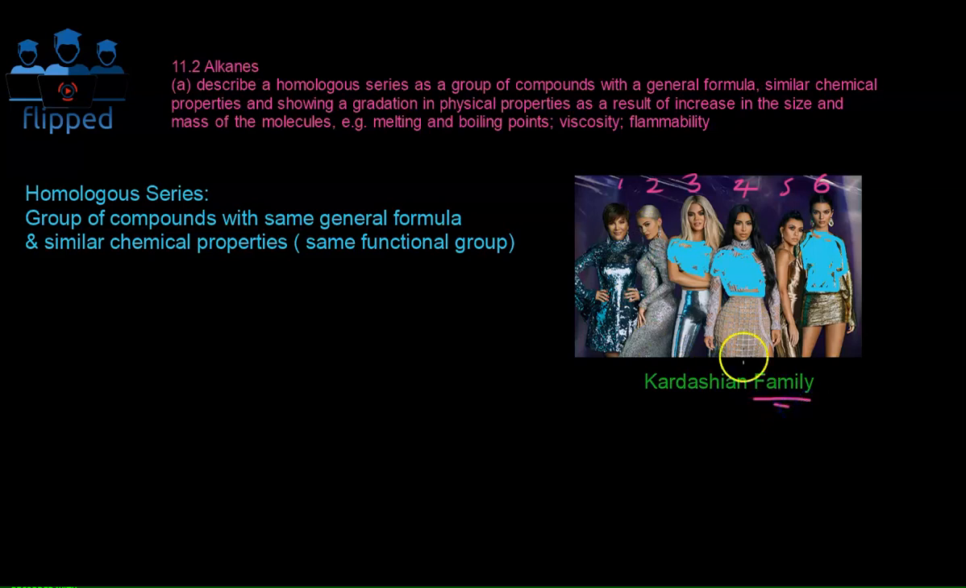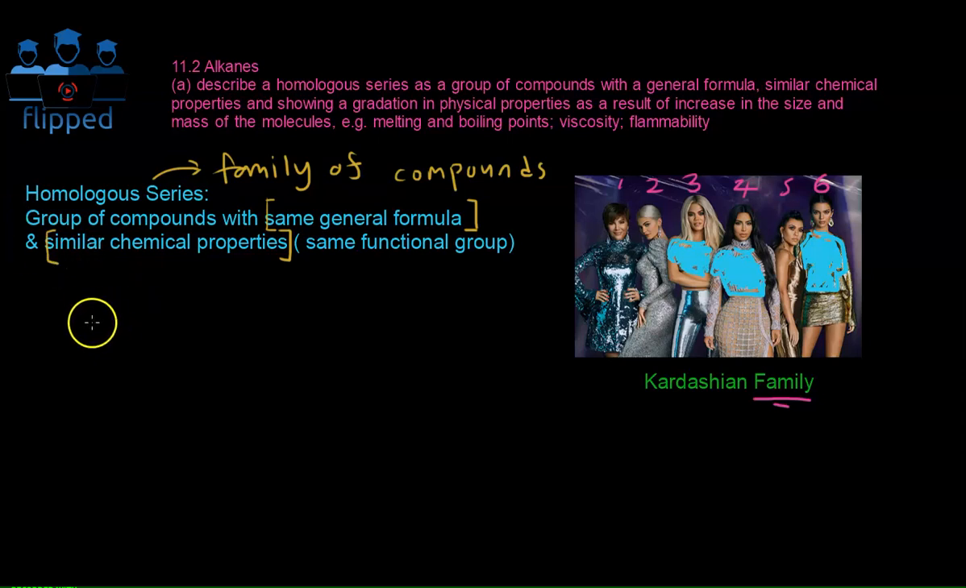And if we extrapolate this idea into chemistry, it's the same thing actually, because a homologous series is also another word for a family of compounds. Okay? And in each family, they have the same general formula. Okay, I'll explain that later. And they have similar chemical properties. That means they do the same thing. Okay, let me just give you two groups that we will go into details later.